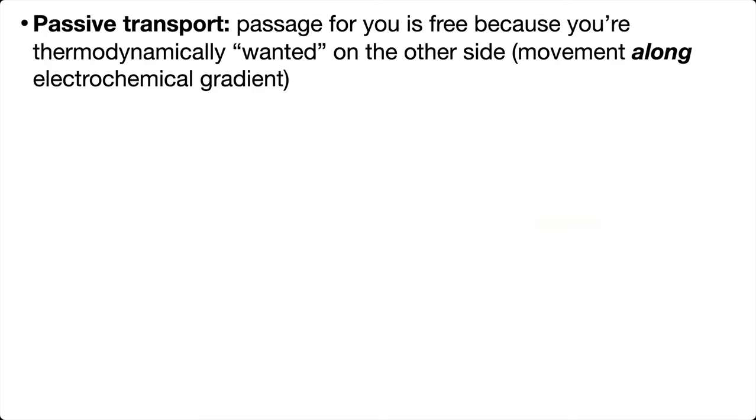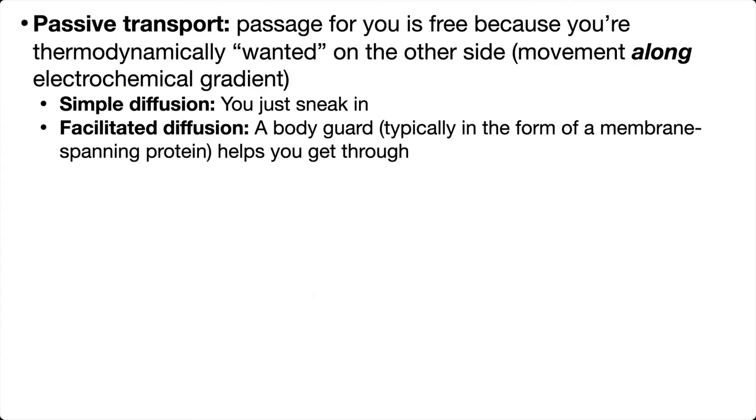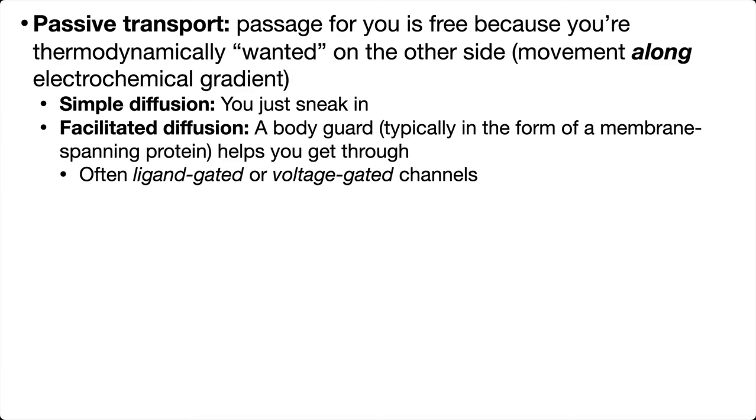So these are some of the key terms that we're going to be talking about, and we'll go much more into each of these. But this is the bottom line. We have passive transport and active transport. Passive transport, here the passage for you is free because you're thermodynamically wanted on the other side. You're moving along your electrochemical gradient. There are different flavors. So with simple diffusion, you just sneak in. Whereas with facilitated diffusion, you have a bodyguard. So typically this is in the form of a membrane spanning protein, some sort of channel that helps you get through.